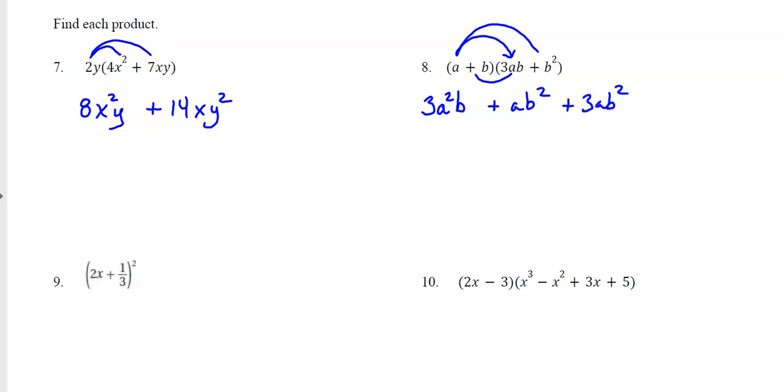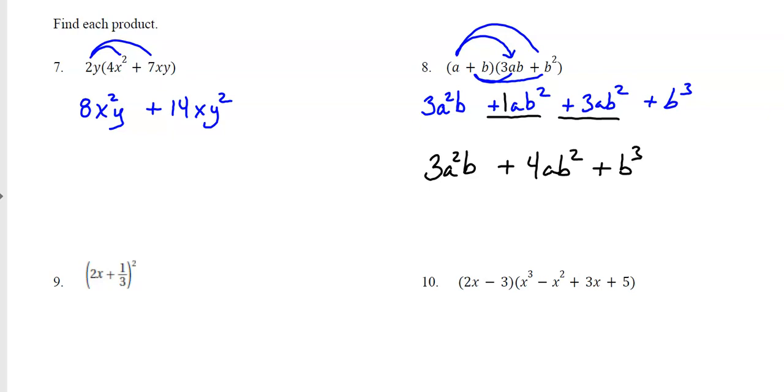So that's matching. And then finally I get a b to the first times a b to the second, which would be b to the third. So there is like terms right here. I have 1 of those and 3 of those, so I can combine those. So my final answer, 3a squared b's plus 4 ab squareds plus ab cubed. All right.